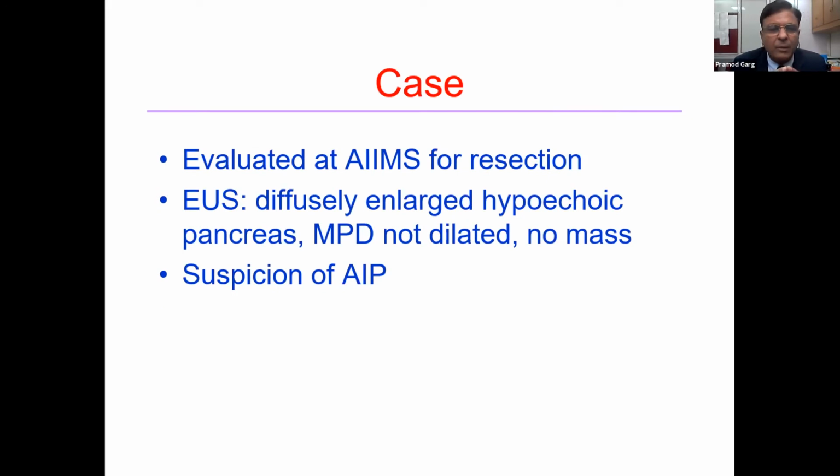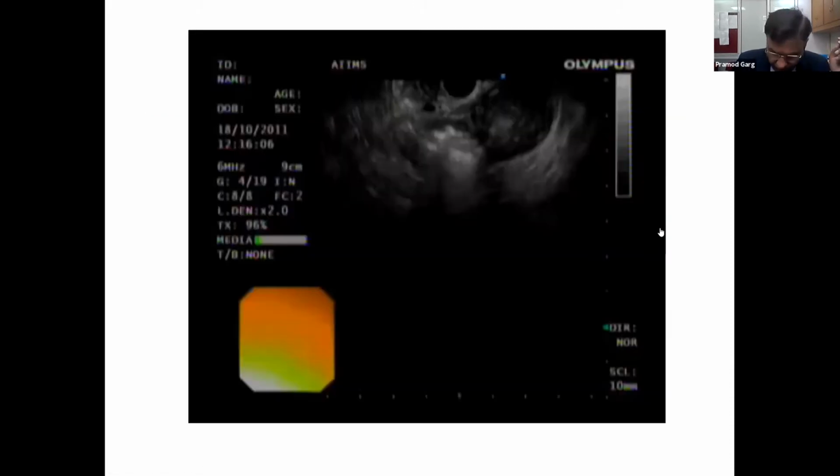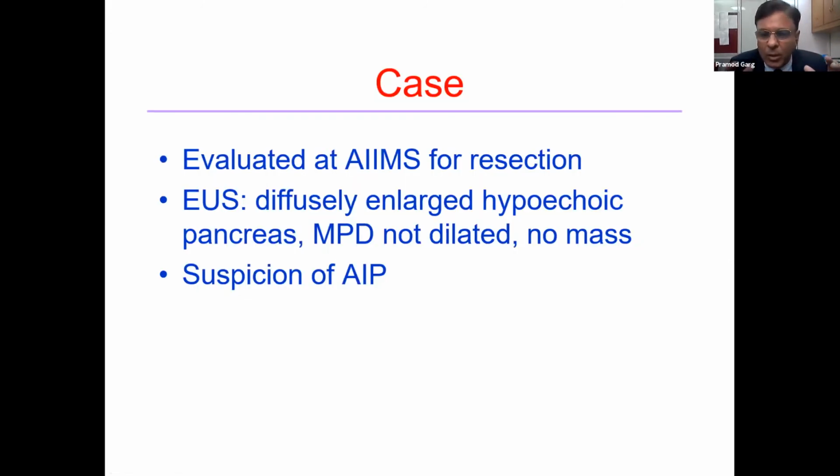When we evaluated this patient, we did an EUS, which is now almost a standard test to do in patients who have any malignant pathology, because most surgeons will like to have an EUS before they operate. We found the pancreas was diffusely enlarged and hypoechoic, and most importantly, the MPD was not dilated. No clear-cut mass was seen, and that raised the suspicion of autoimmune pancreatitis in these patients.